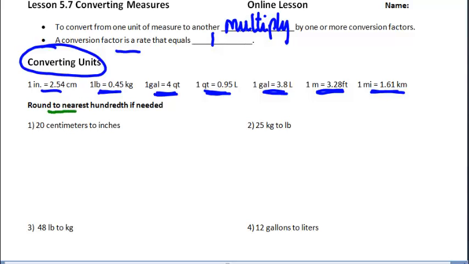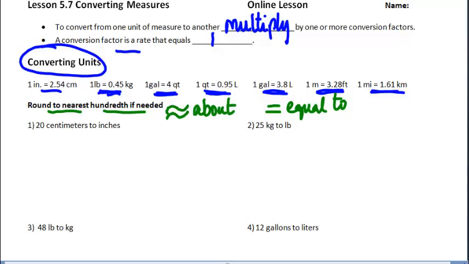Also remember, we are going to round to the nearest hundredth if needed. And we are going to use this symbol, which means about, instead of this symbol, which means equal to. Also use the conversion factors that are given to you right here. You can look up on Google if you need something and it's not on this sheet, but remember that they might have rounded it off to a different place value.